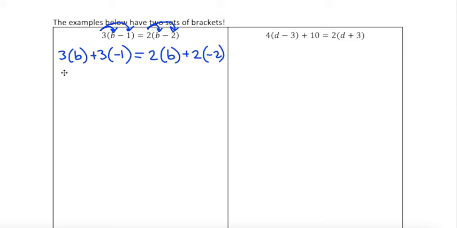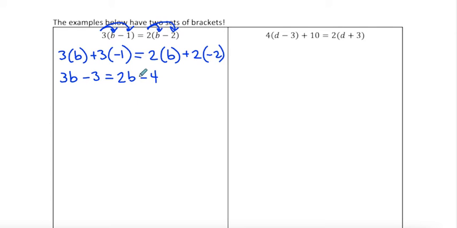3 times b is 3b. 3 times negative 1 is negative 3. 2 times b is 2b. And 2 times negative 2 is negative 4.